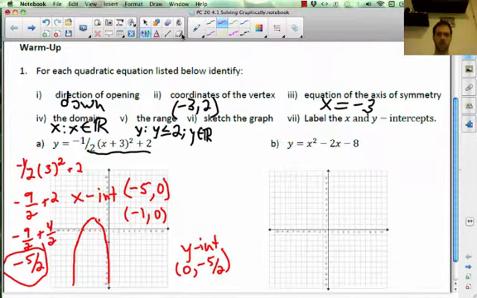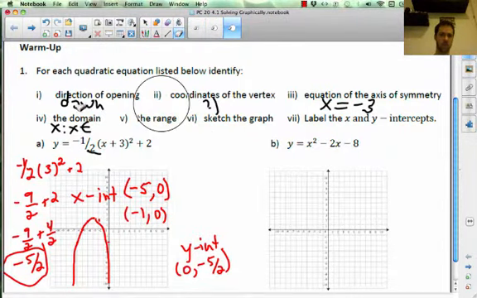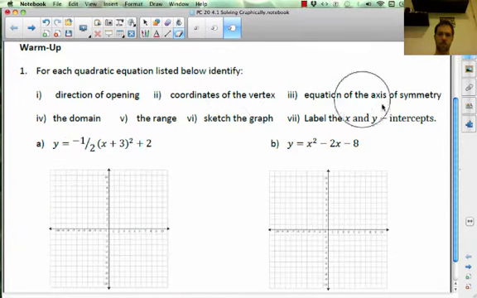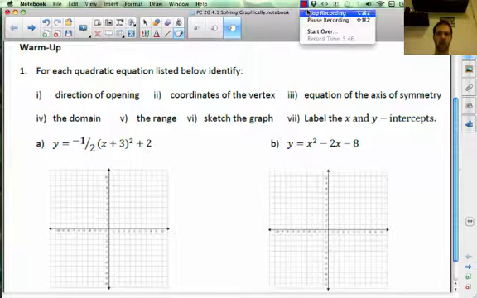Excellent. I'm going to leave the second one up to you to do on your own, and you can come back and unpause it and check for the answers when you're done.